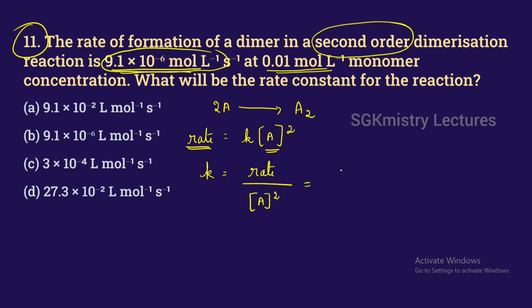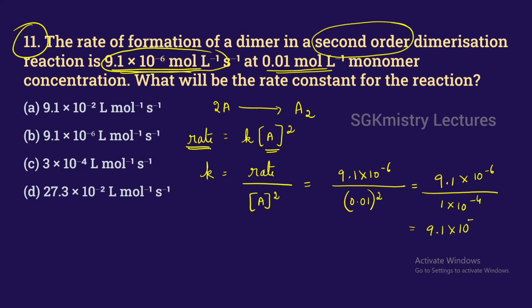Now rate is given as 9.1 into 10 to the power of minus 6. Concentration of A is given as 0.01, so you have to take the square of it, right? So we have 9.1 into 10 to the power of minus 6 divided by 0.01 squared, which is 1 into 10 to the power of minus 4. Now 9.1 by 1 is 9.1 itself. 10 to the power of minus 4, when I take it above, becomes plus 4. So we have 9.1 into 10 to the power of minus 6 plus 4, or 9.1 into 10 to the power of minus 2, right?